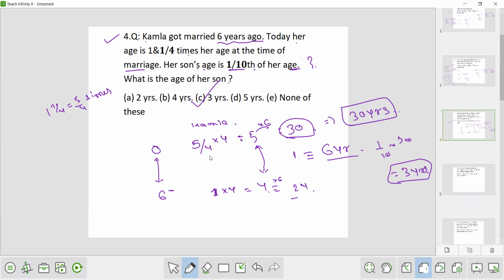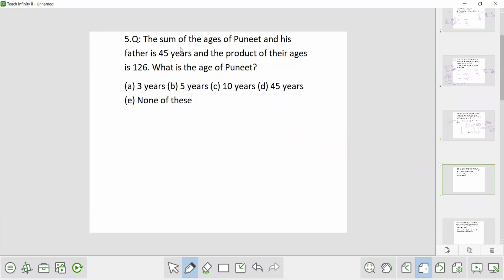Always try to convert these type of fractions into the whole number. It will make the calculation easy. Now the next question. The sum of the ages of Puneet and his father is 45 years and the product of their ages is 126. What is the age of Puneet?